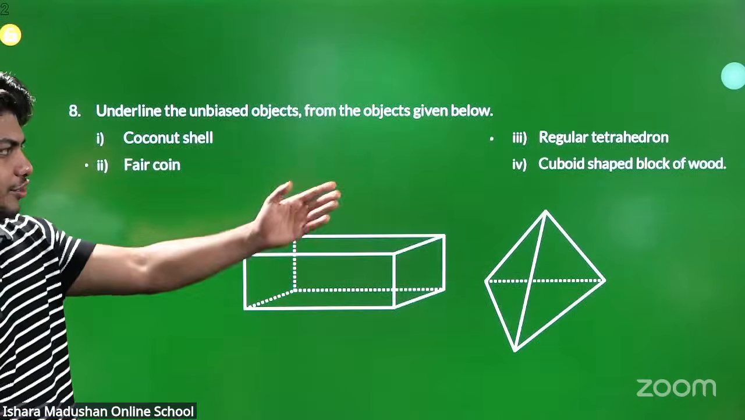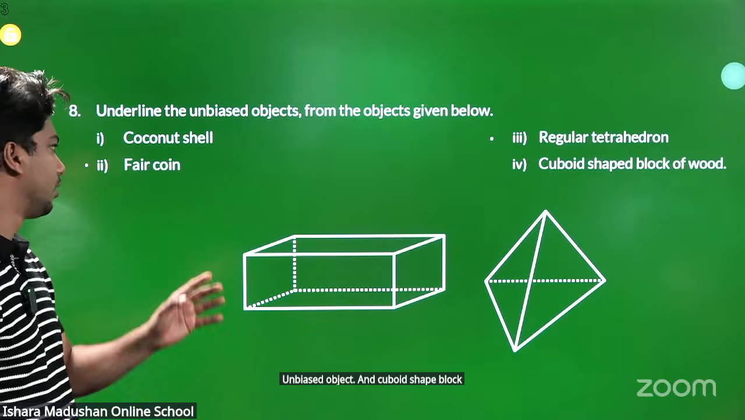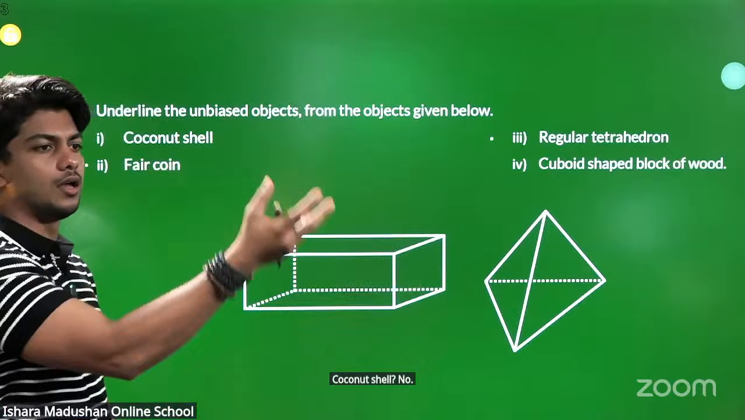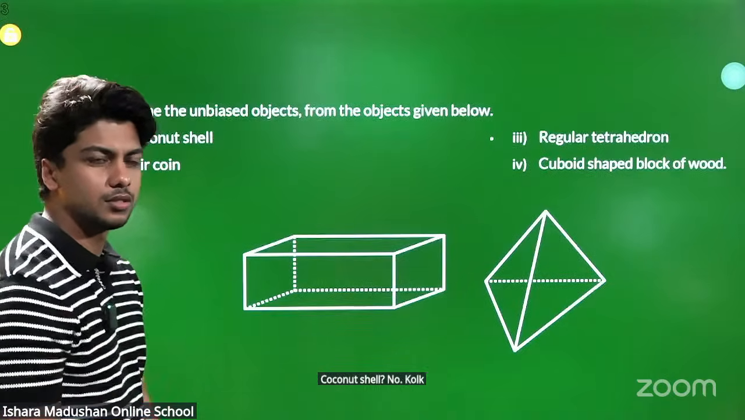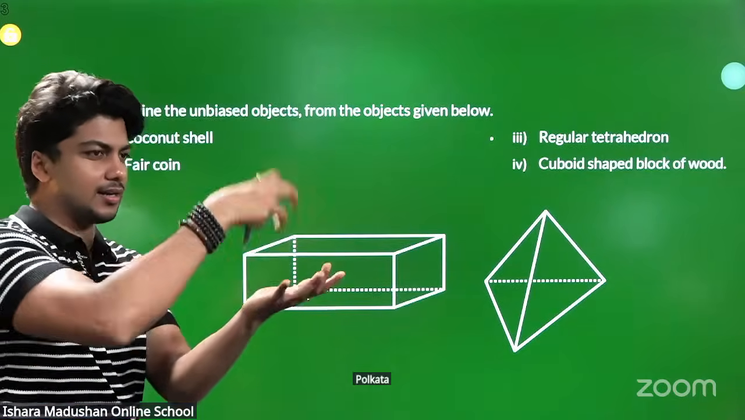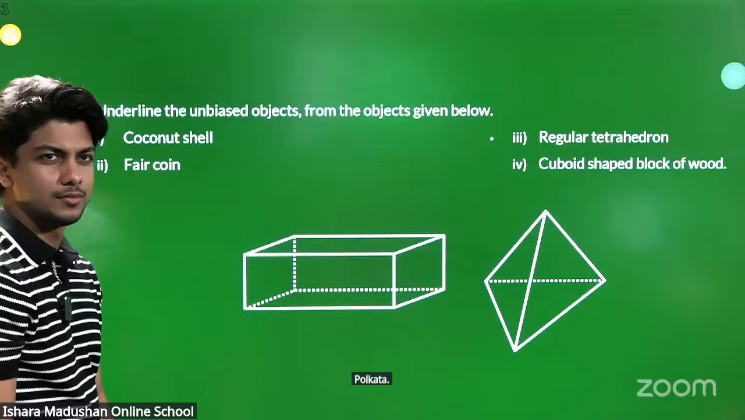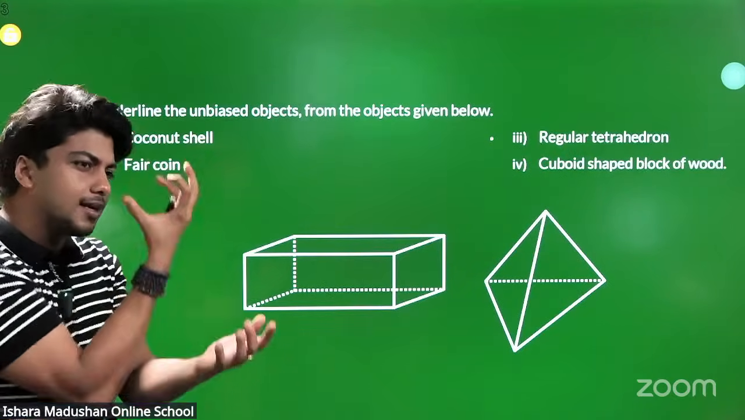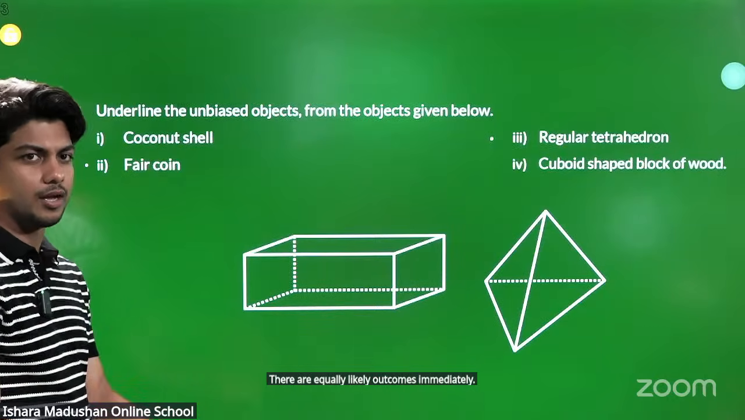And cuboid shape block of wood, no. Coconut shell, no. Coconut shell එකක් උඩ දානවා. පොල් කට්ටක්. හරි. පොල් කට්ට මෙහෙම වැටෙන එකයි මෙහෙම වැටෙන එකයි එච්චරනේ වෙන්න පුළුවන්. ගොඩක් වෙලාවට මෙහෙමනේ වැටෙන්නේ. ඒතර equally likely outcomes නෙමෙයි තියෙන්නේ. So it's not a fair object.